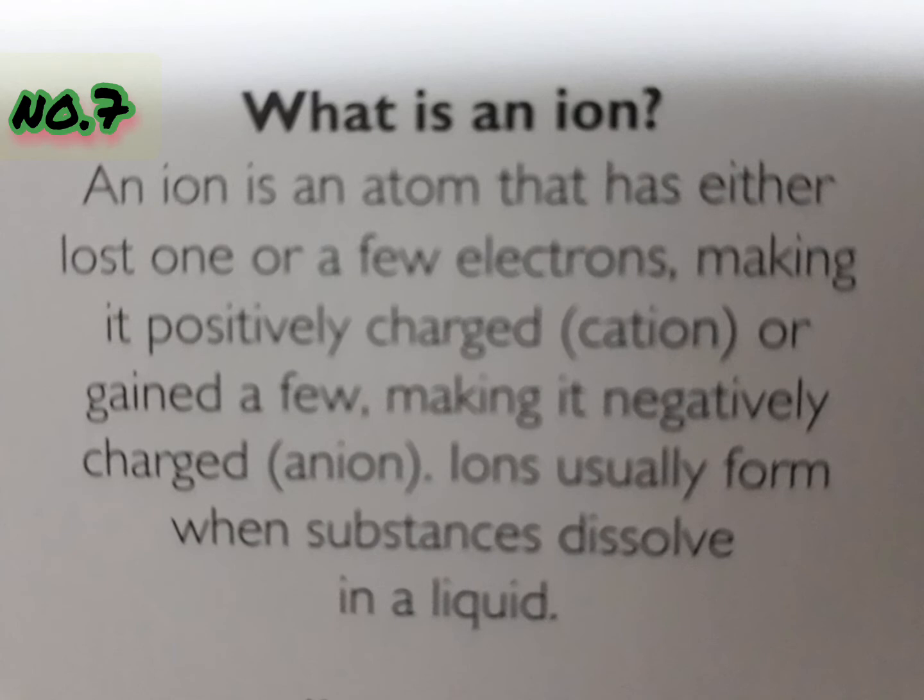What is an ion? An ion is an atom that has either lost one or a few electrons, making it positively charged, or gained a few, making it negatively charged. Ions usually form when substances dissolve in a liquid.